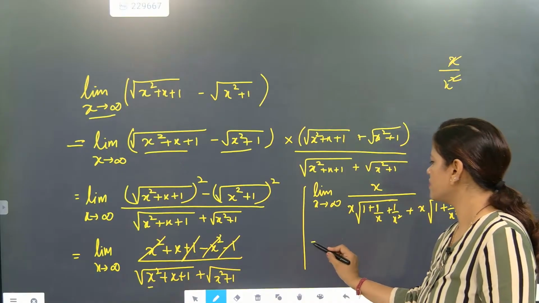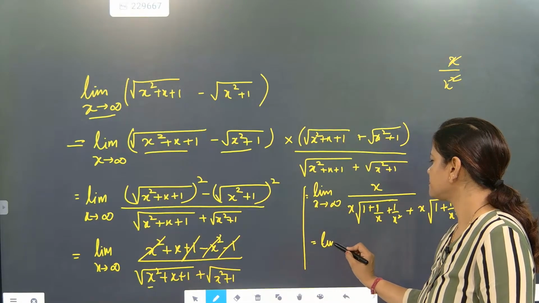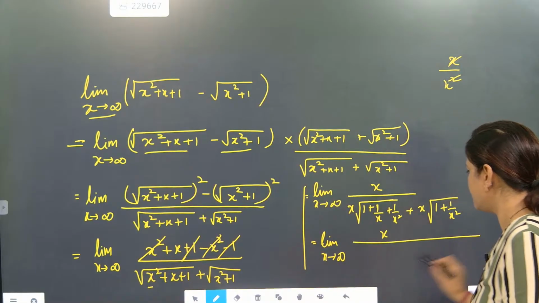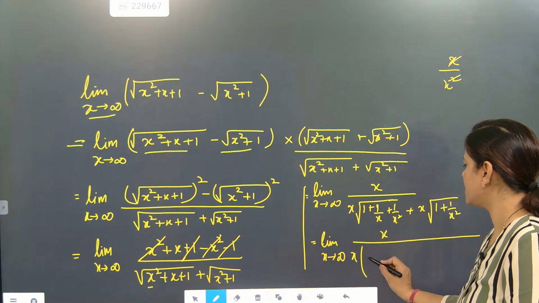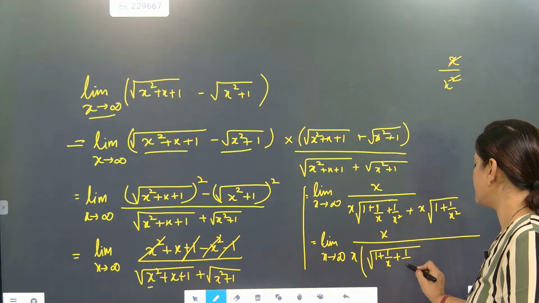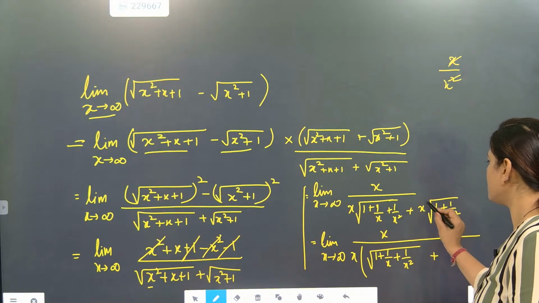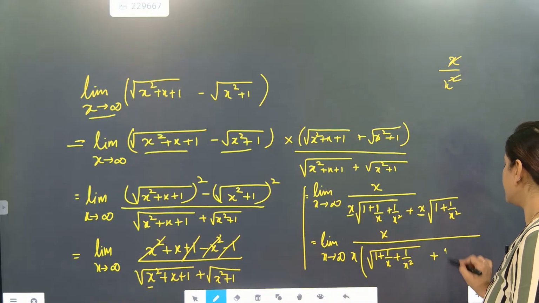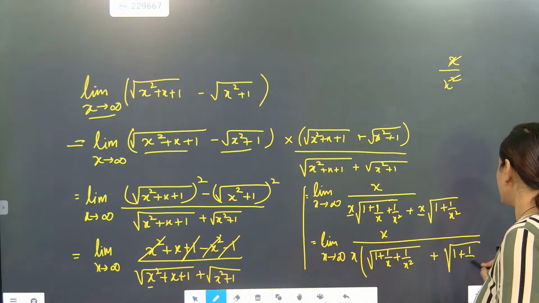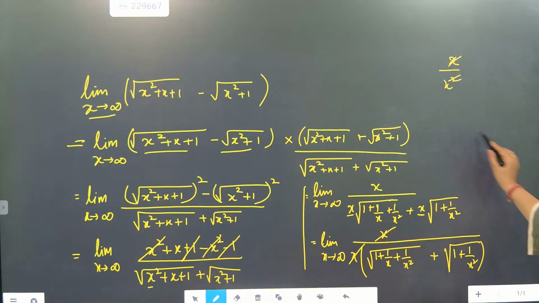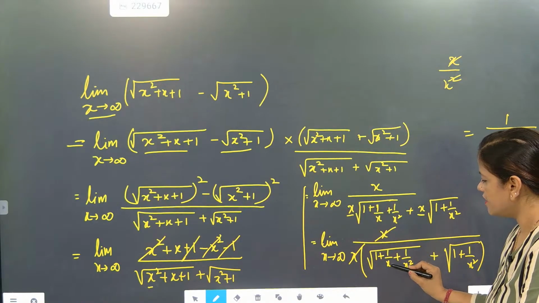Now what work are we going to do here? Limit x tends to infinity, x is there, and in the denominator part also we have taken out x. What is left? 1 plus 1 by x plus 1 by x square, plus here also x was there and here x, so we have taken out x outside. It is coming as root under 1 plus 1 by x square. Now this and this will get cancelled. What is left in the numerator part is 1.